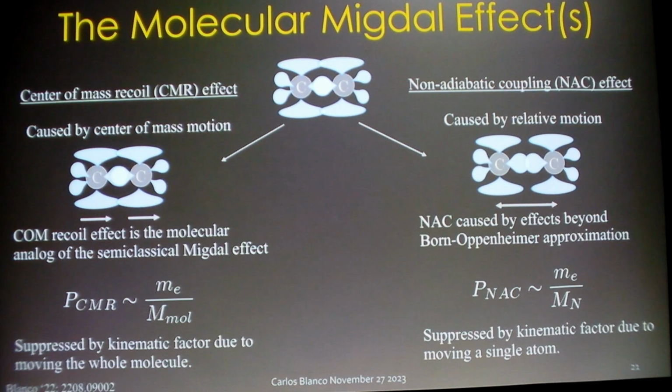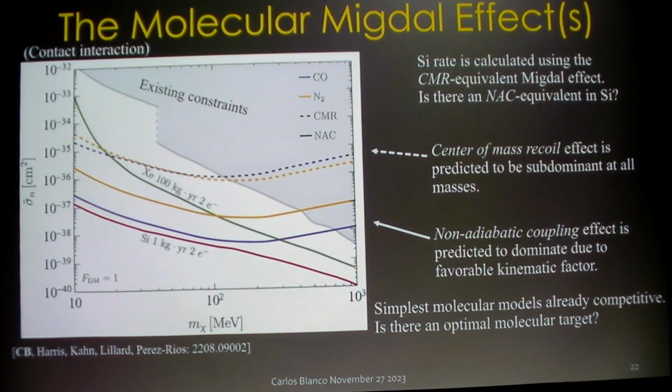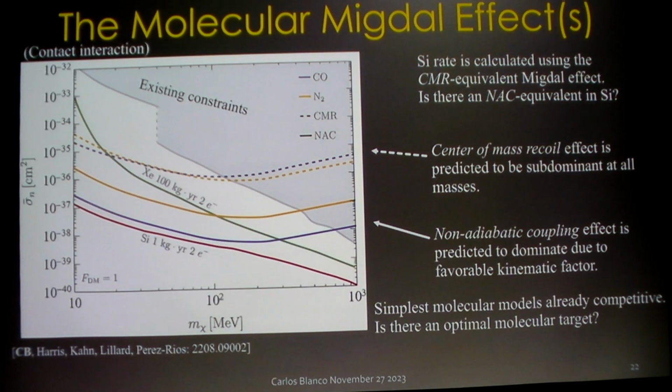Importantly, because these internal deformations don't have to move the entire molecule, they don't pay the same kinematic penalty as the center of mass recoil effect. And so they're expected to dominate across all dark matter masses. And when we put this all together and we turn the crank, we find that that's totally true. So for two toy examples of carbon monoxide and nitrogen, which you would never actually use in an experiment, they're just things that we can calculate almost exactly. We find that the sensitivity coming from the non-adiabatic coupling effect totally dominates the center of mass recoil.